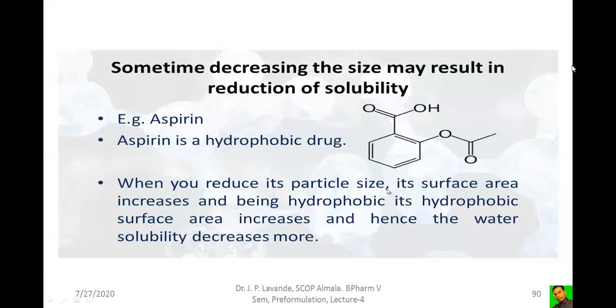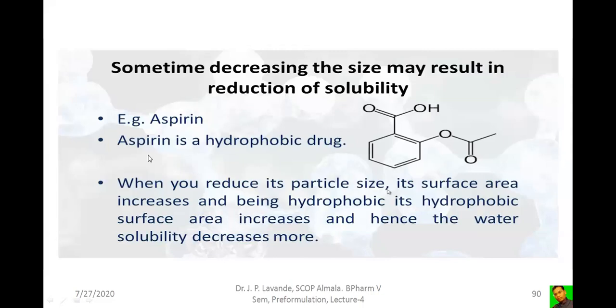Now the situation is not always like this. Reducing the particle size increases the surface area, which means the solubility, dissolution, absorption, and bioavailability will increase. This is true only and only when the drug is hydrophilic. If the drug is hydrophobic, this is not true. It will not increase the dissolution. Instead, it will affect the process of dissolution.